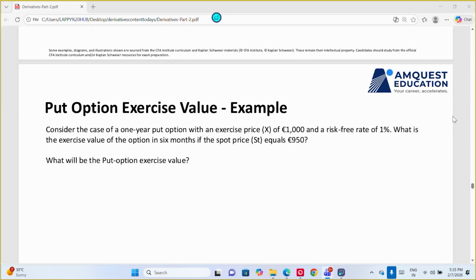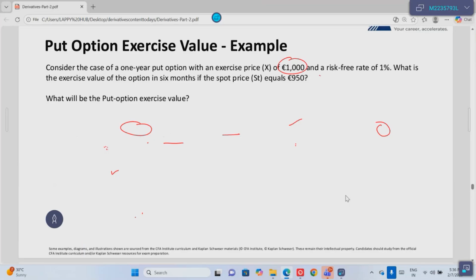Watch on the TV, okay. One minute. What will be the put option exercise value? Okay, now see, let's look at it like this timeline: 0 is today, they say it's 1 year later, so 12 months. Exercise value of the option in 6 months, if the spot price is $950. So remember exercise price is $1,000. Spot price after 6 months is $950. Okay, euros. That's fine. What will be the put option exercise value?